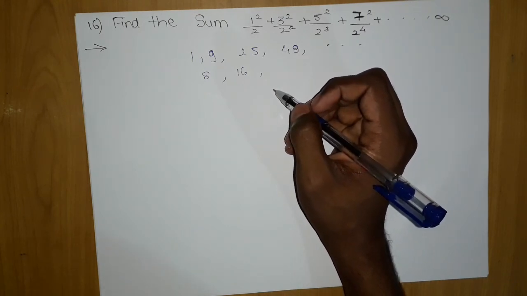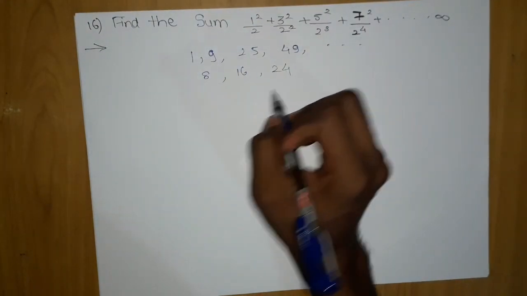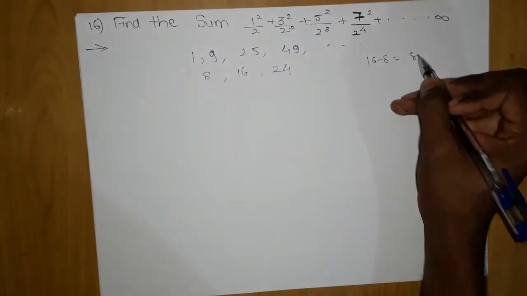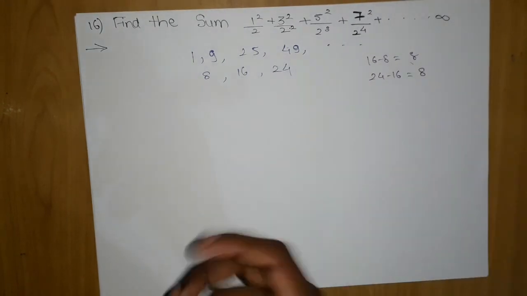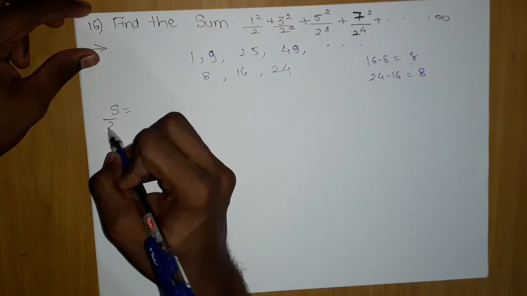15 plus 9, okay, 24. Now if you check, 16 minus 8 will be nothing but 8, and 24 minus 16 will be nothing but 8. So it is a twice AGP type problem. Call it as S multiplied by 2.